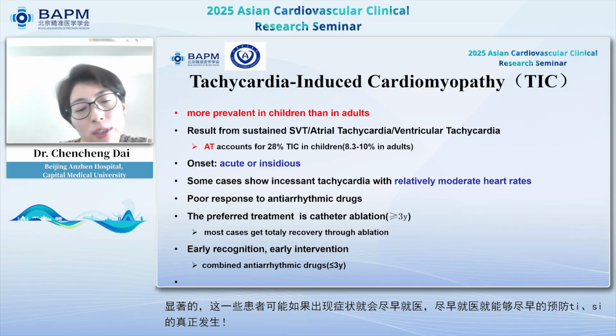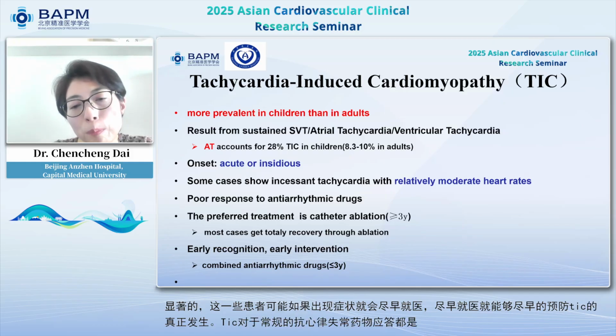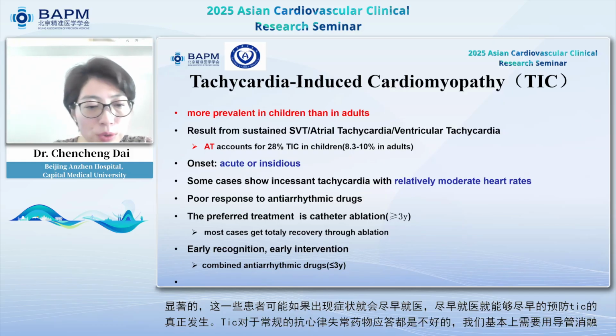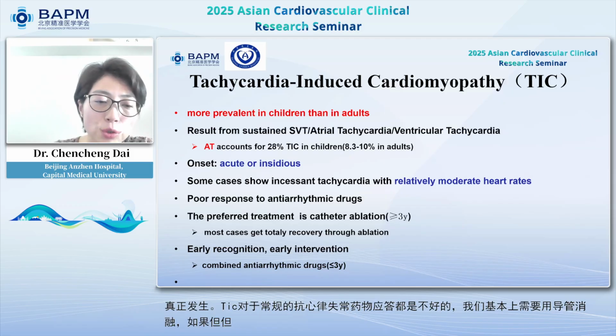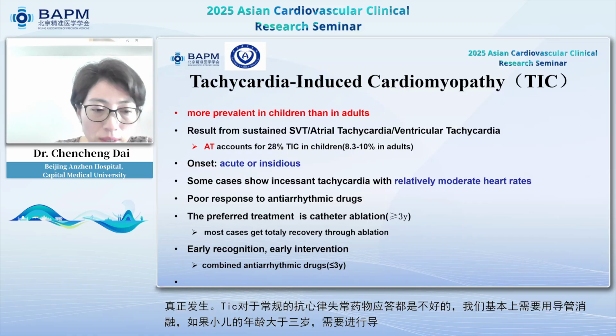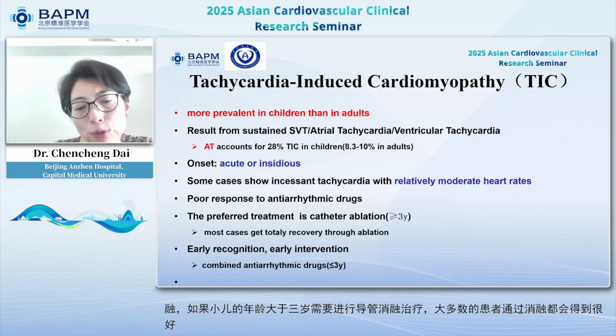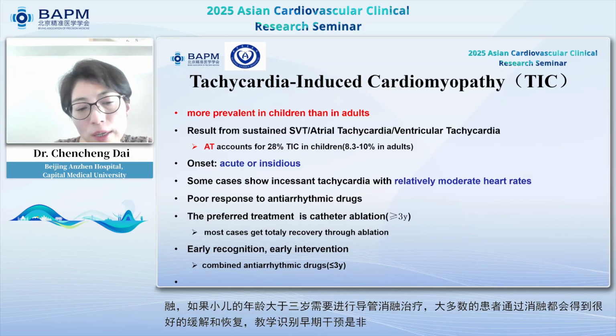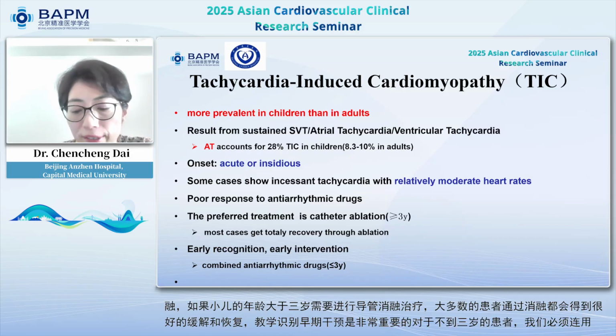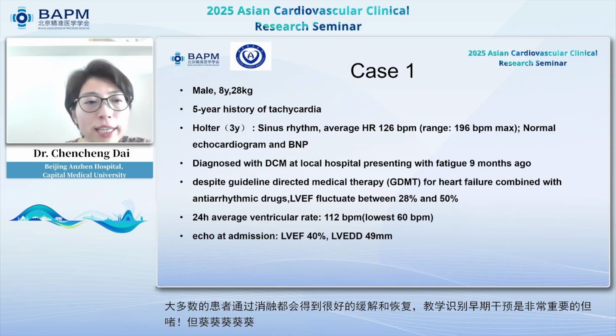The preferred treatment is catheter ablation for children older than 3 years old. Most cases can get total recovery through ablation. So early recognition and early intervention are very important. For patients younger than 3 years old, combined antiarrhythmic drugs are recommended. I have 2 cases for you.